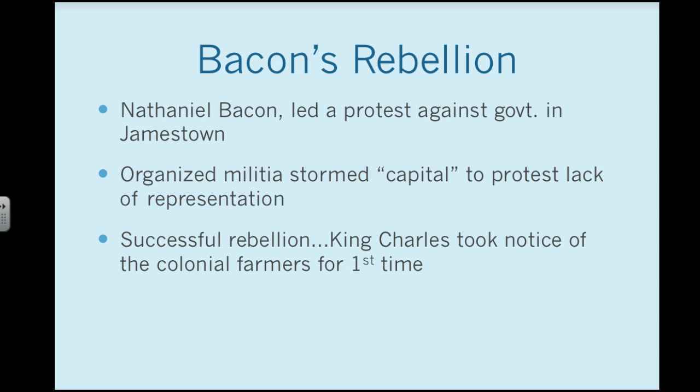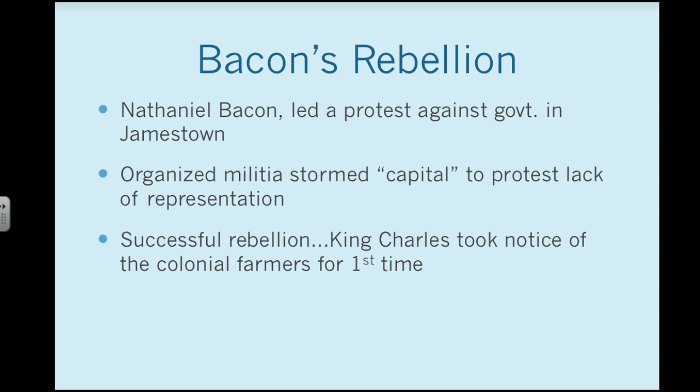And it lasted for a couple months, and it ended with a bunch of these indentured servants turned farmers taking land from the natives. The reason you would call it a successful rebellion is because King Charles, who was in charge of England, for the first time ever had to acknowledge that the population in the colonies was increasing and that farmers were going to need more representation, or there were going to be more rebellious acts like this. So it got the ball rolling.